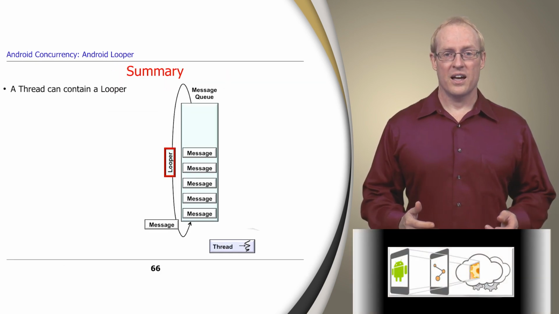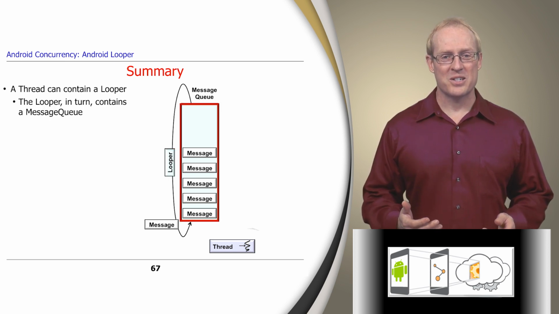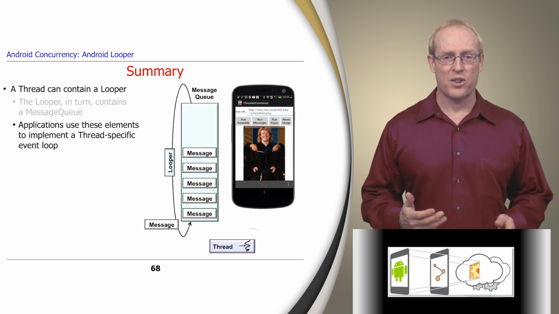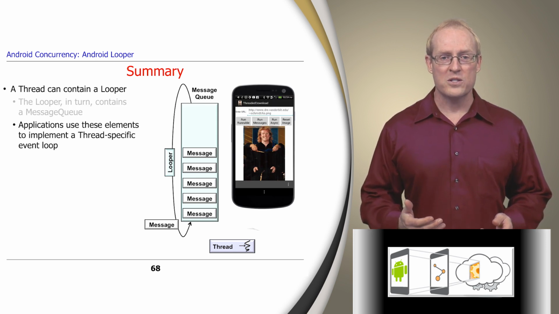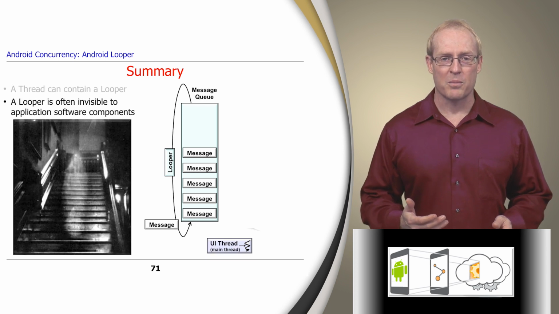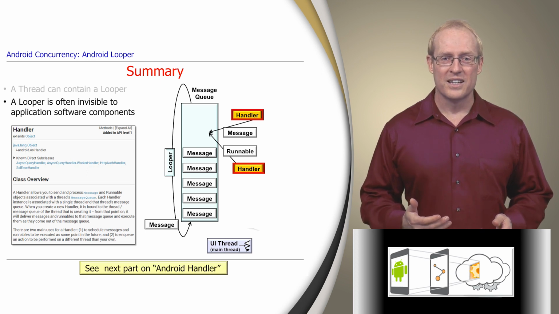In summary, a thread can be programmed to contain a looper, which in turn contains a message queue. These objects collaborate to provide applications with a thread-specific event loop that waits for and dispatches messages to handlers in the user interface thread or in background threads. A looper is often invisible to application software components, which typically access the user interface thread's implicit looper via handlers, as described in the next two videos in this module.